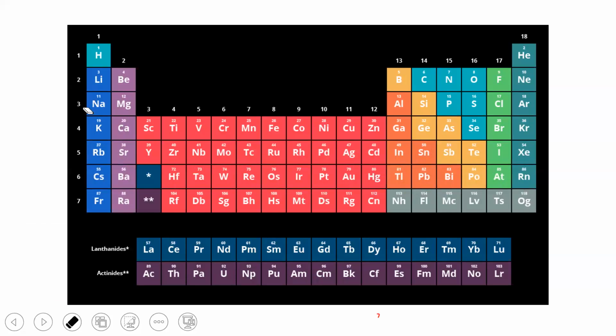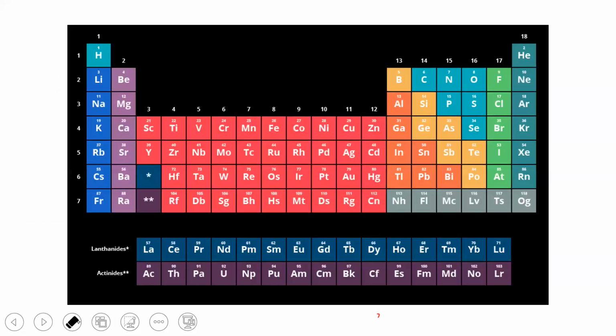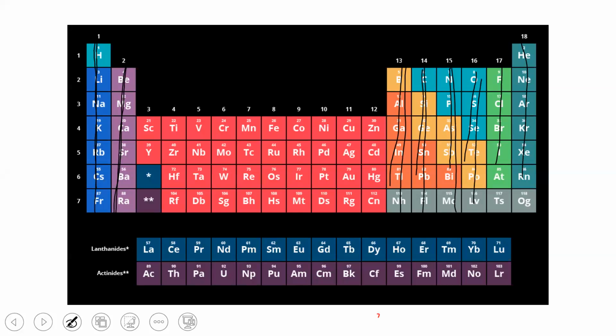The periodic table has these long columns. We have this one, then this one, this one, this one, this one, this one, this one, and this one. Those are the long columns. So this is 1, 2, this is 3, 4, 5, 6, 7, 8. So the periodic table has 8 of what we call groups. These ones, we call them groups. So there are 8 groups.